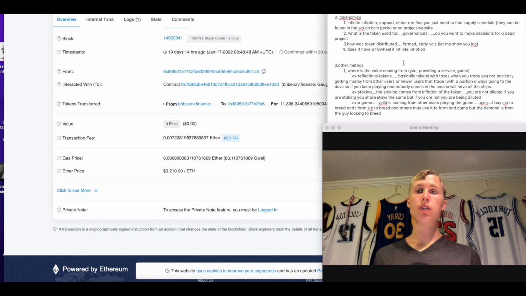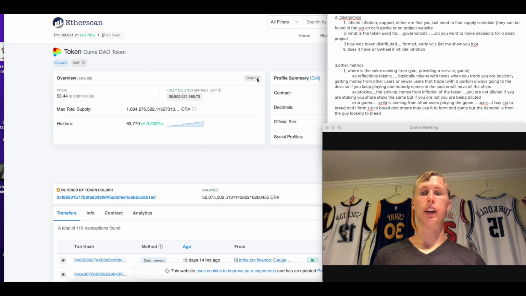Now, Curve has a rapid inflationary schedule. You can almost call it infinite, but it does have a cap at 3 billion, so I've heard. But it has a flywheel. So theoretically, you can call it an infinite inflation right now because it's a very inflationary coin, but it has the flywheel effect. I farm Curve, lock Curve to earn more Curve, to take that Curve to farm Curve, and so on.